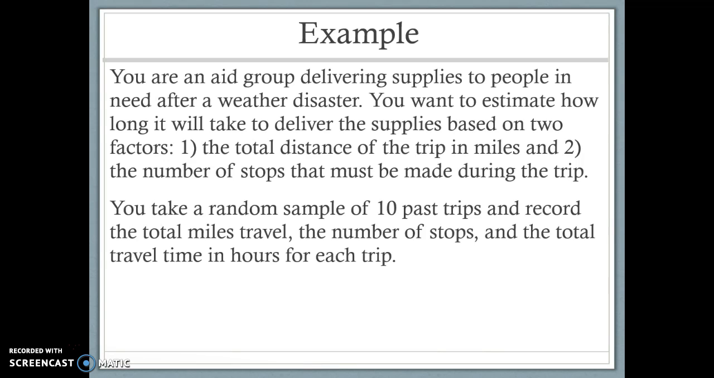So 2 of the things that you would put in there are total distance for the trip in miles, and then the number of stops that must be made during the trip. So if you have to stop to get gas a couple times, if you have to stop to get supplies, if you have to stop at multiple places. So you take a sample of 10 trips from maybe the last hurricane, and you want to record the total miles. So you call up these 10 people and say, how long did it take? How many miles did you go? And what are the numbers of stops?